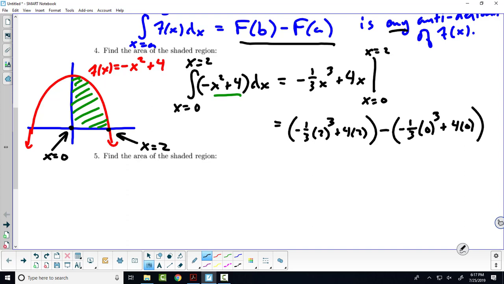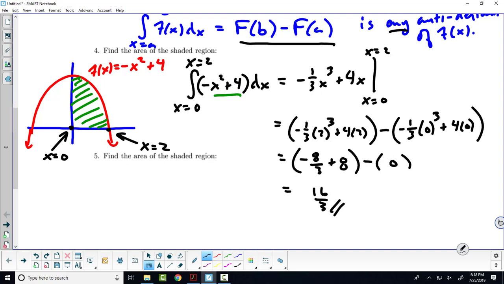So let's clean this up. 2 to the third power is 8, so we get minus 8 thirds plus 8 minus a bunch of zeros. So we get 8 minus 8 thirds. That'd be 24 thirds minus 8 thirds. I think we get 16 thirds.